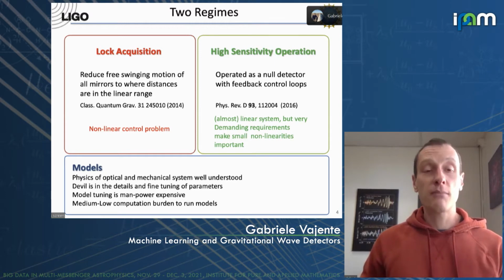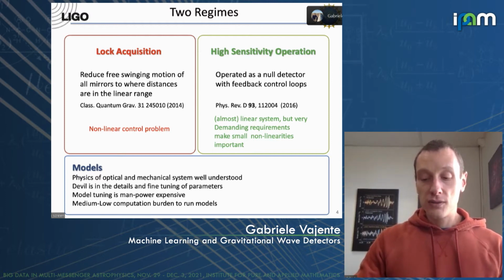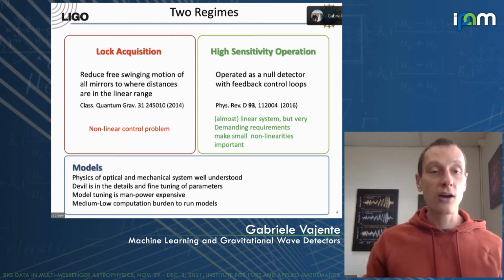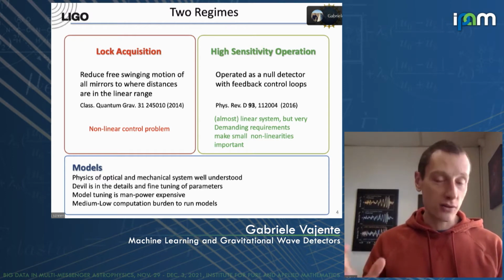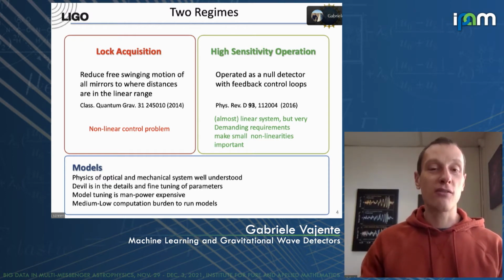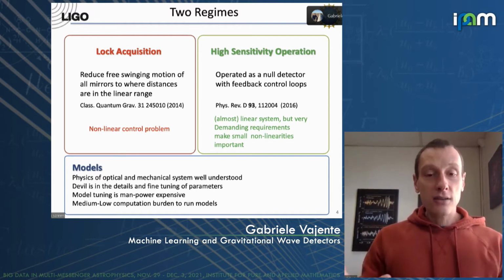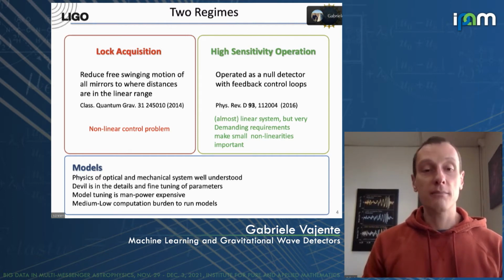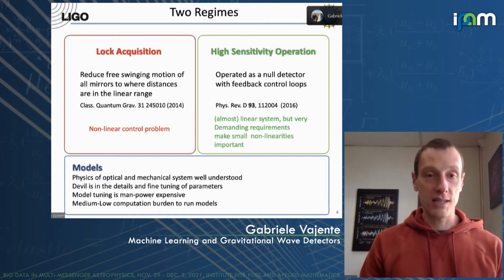The first one is what I mentioned just earlier, what we call the lock acquisition. Basically it's to find a way to drive the system from the initially uncontrolled condition, when all the mirrors are swinging around like crazy. Of course, all is relative. They're swinging around by a couple of microns, but it's still way more than what we need. And so we need to find a way to efficiently drive the system close to the operating point and then keep it there. So this is a nonlinear control problem, as I just mentioned. It's what we call the lock acquisition.